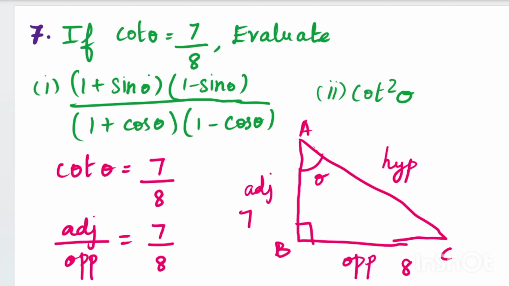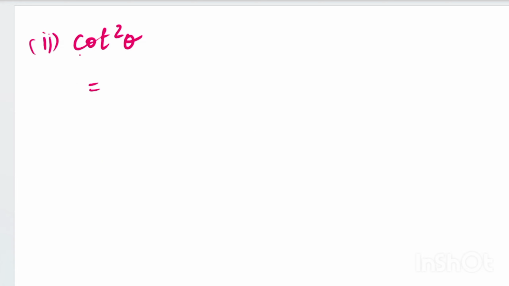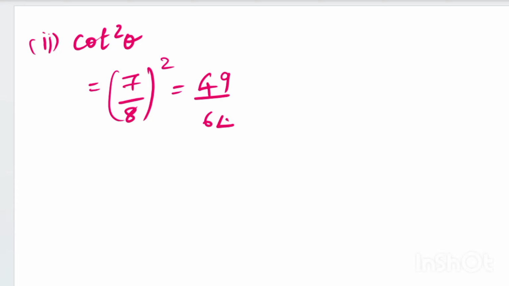Cot theta is 7 by 8, right? So what will cot square theta be? 7 by 8 the whole square. 7 by 8 the whole square is equal to 49 by 64.